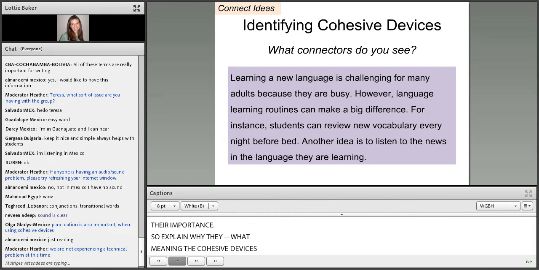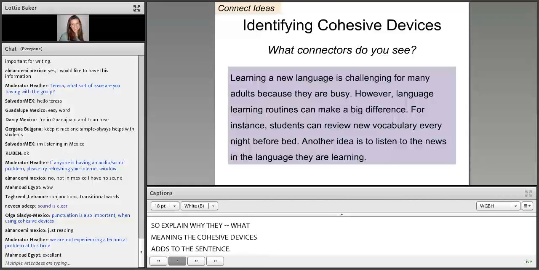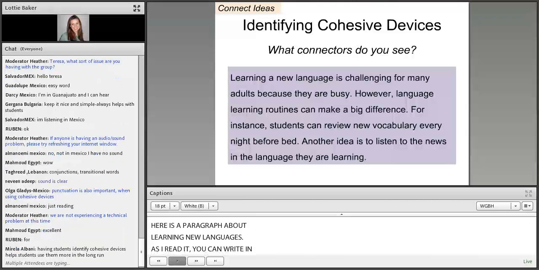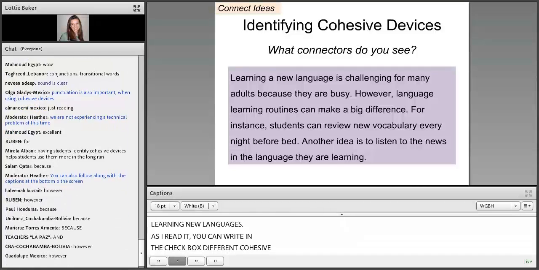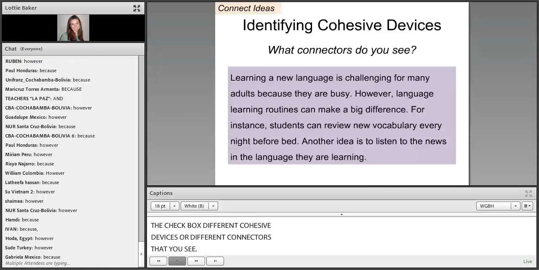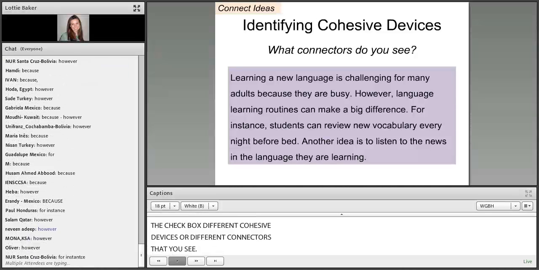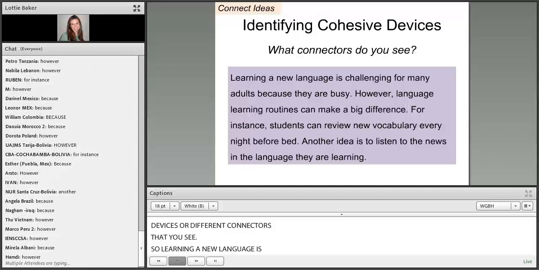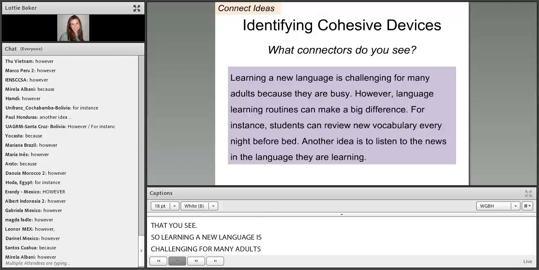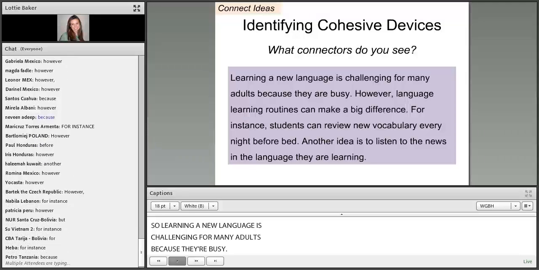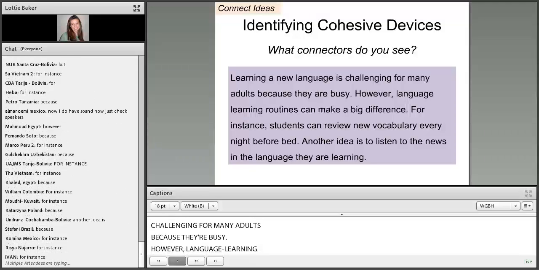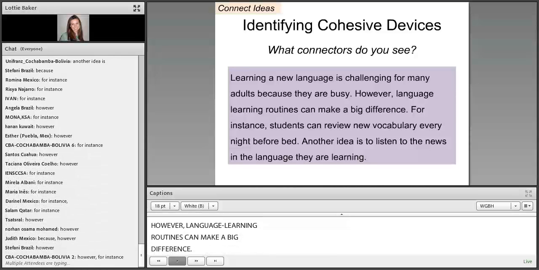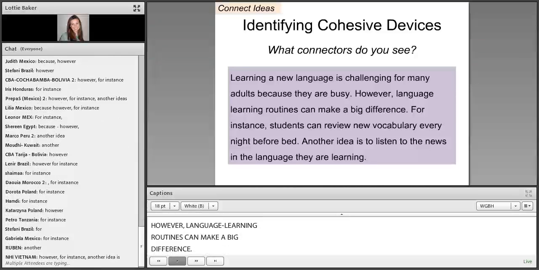Let me show you an example. Here is a paragraph about learning new languages. As I read it, you can write in the chat box different cohesive devices or different connectors that you see. So, learning a new language is challenging for many adults because they are busy. However, language learning routines can make a big difference. For instance, students can review new vocabulary every night before bed. Another idea is to listen to the news in the language they are learning.